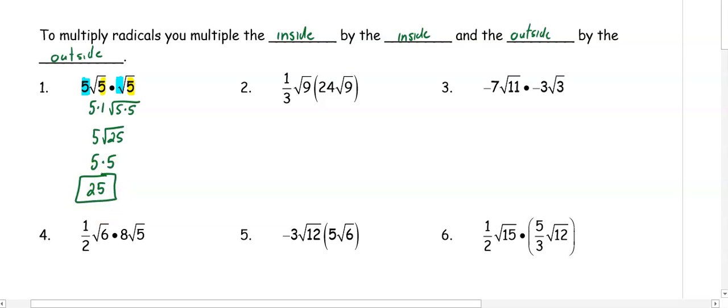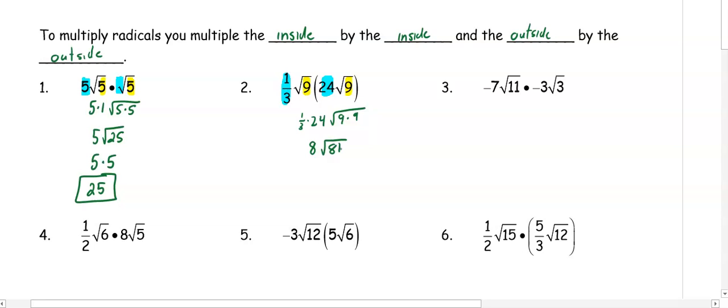In number 2, we have 1/3 root 9 times 24 root 9. So on the inside, we're going to multiply 9 times 9, and on the outside, we're going to multiply 1/3 and 24. So we have 1/3 times 24 root 9 times 9. 1/3 of 24 is 8, so we have 8 root 81.